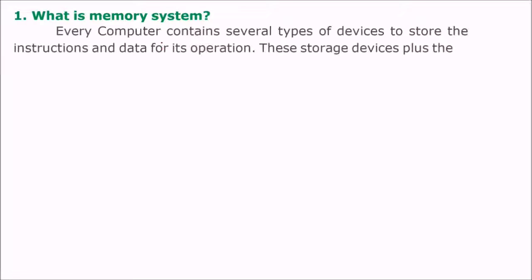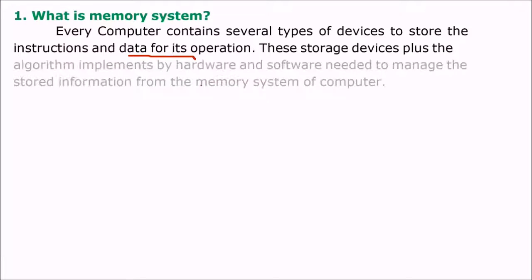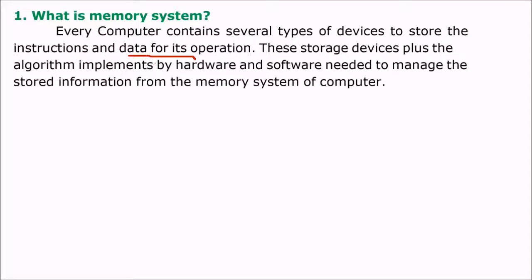What is memory system? Every computer contains several types of devices to store the instructions and data for its operation. These storage devices, plus the algorithms implemented by the hardware and software needed to manage the stored information, form the memory system of a computer.